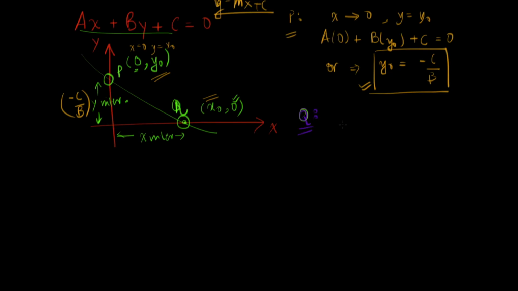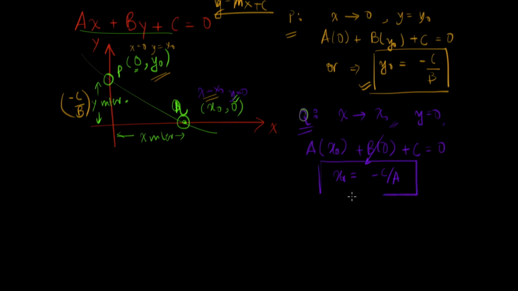And in the case of q, we put x to be x naught, and we put y to be 0, because y here is 0 and x here is x naught. Remember, this equation is valid for all the points. What we're choosing to do is we're choosing a specific point which lies on the x-axis. So the y component of that point has to be 0. We do the same thing, a times x sub 0 plus b times 0 plus c equals 0. This term gets cancelled out, and x naught comes out to be minus c over a. So quite a similar form as what we got for y naught.